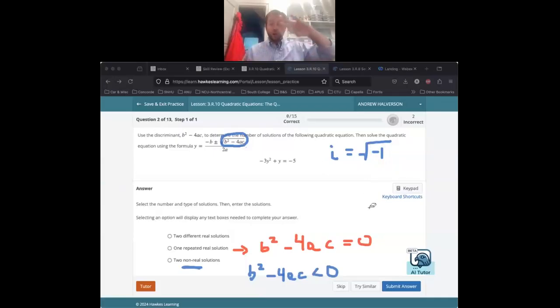So those are the 3 scenarios. b squared minus 4ac is greater than, equal to, or less than 0. If it's greater than 0, you got 2 different real solutions. If it's equal to 0, you have 1 real repeated solution. And then when b squared minus 4ac is negative, less than 0, you got 2 complex values, non-real, imaginary values. Those are the 3 situations.